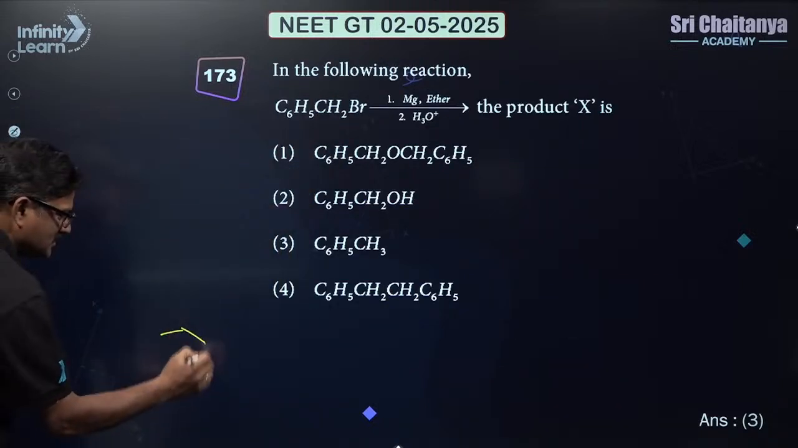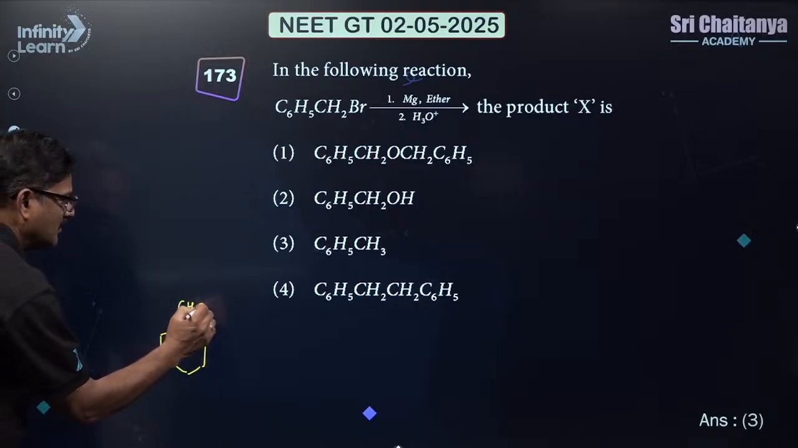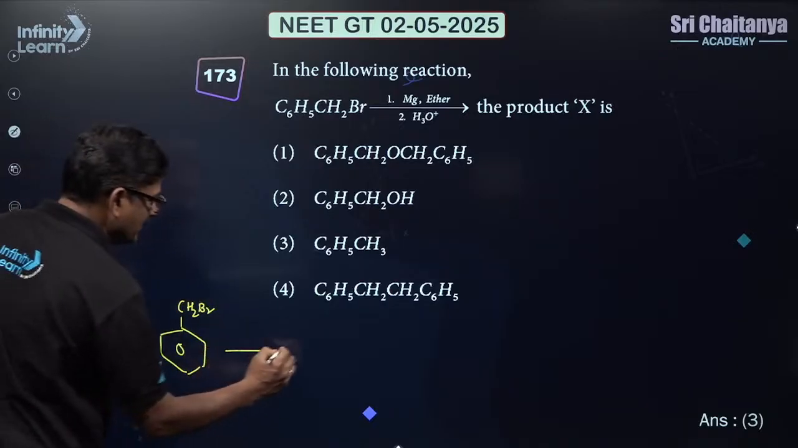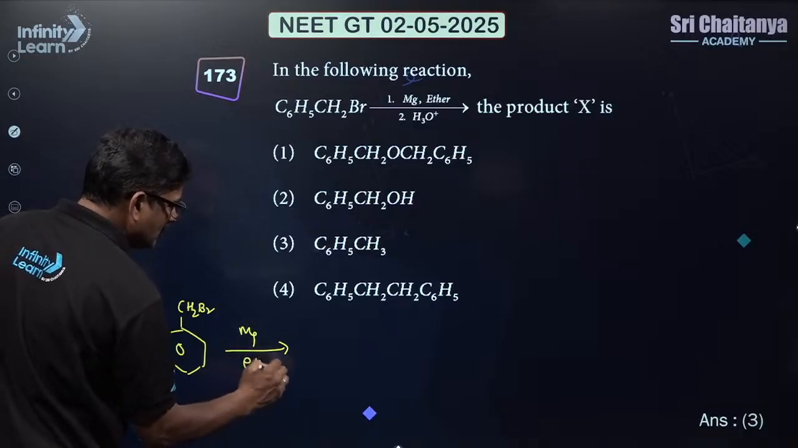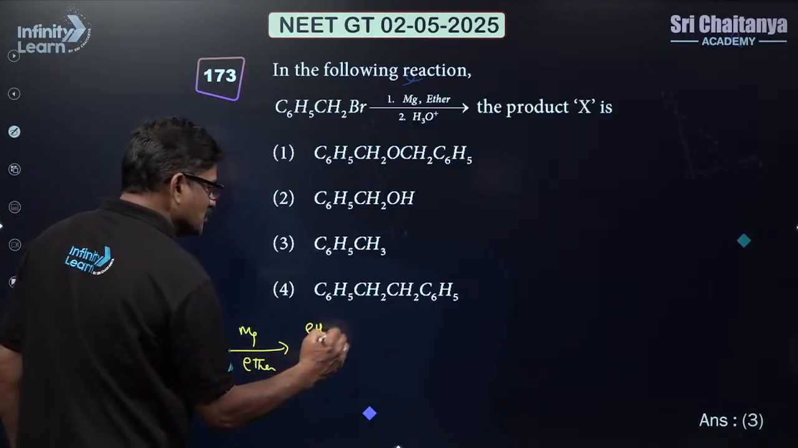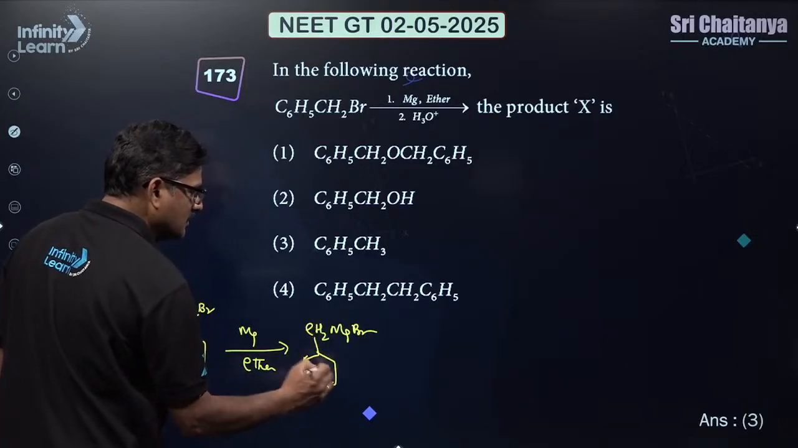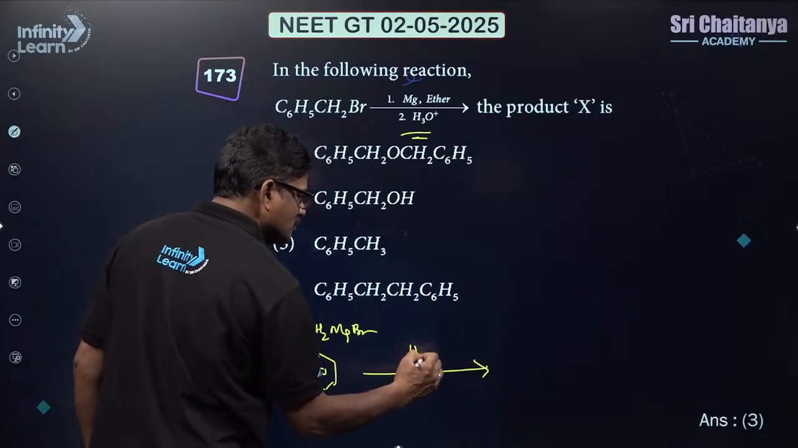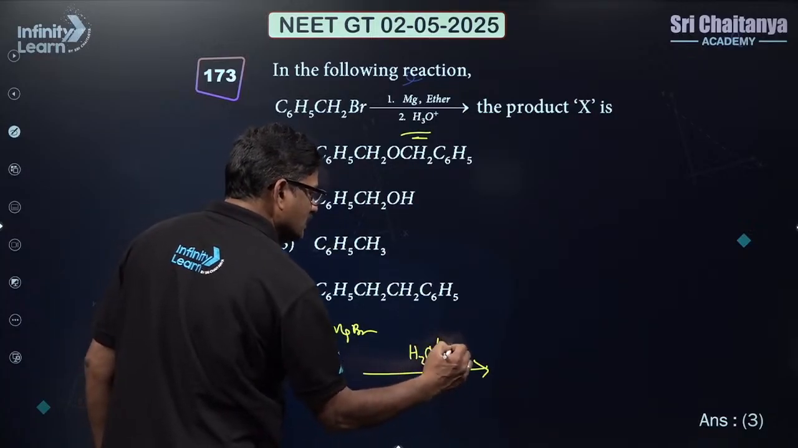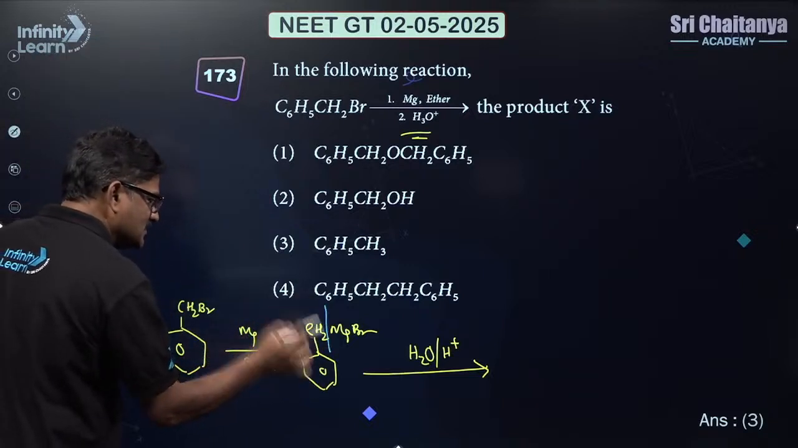C6H5CH2Br, when it is treated with magnesium in dry ether, you are going to see C6H5CH2MgBr, and further it is hydrolyzed with H2O, H plus. So the Grignard reagent is going to be hydrolyzed.